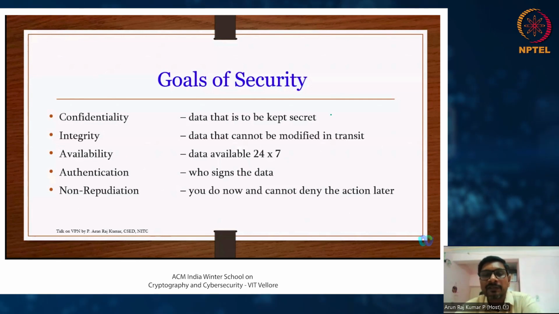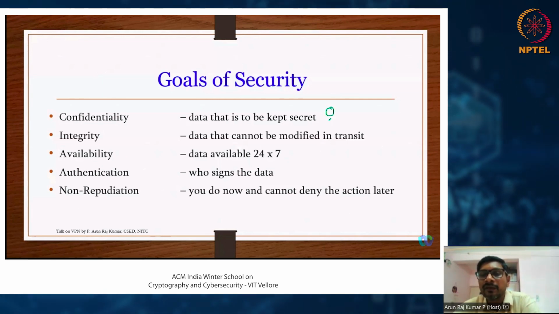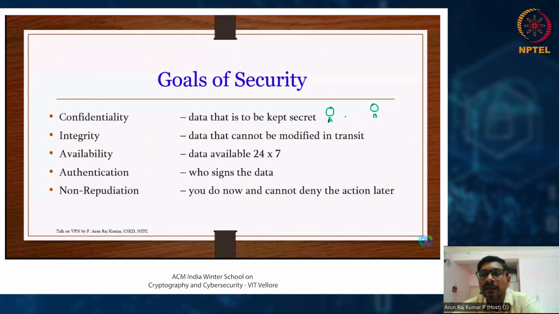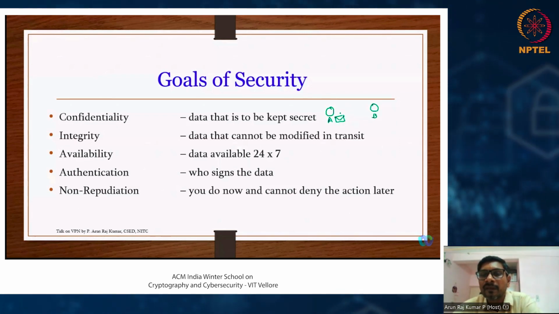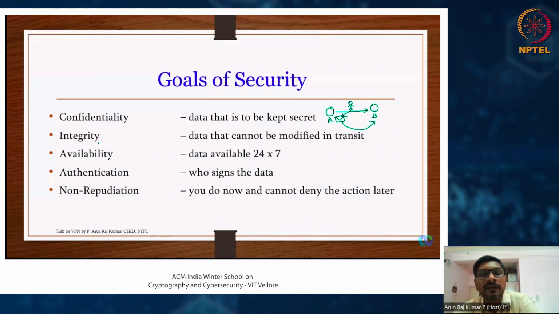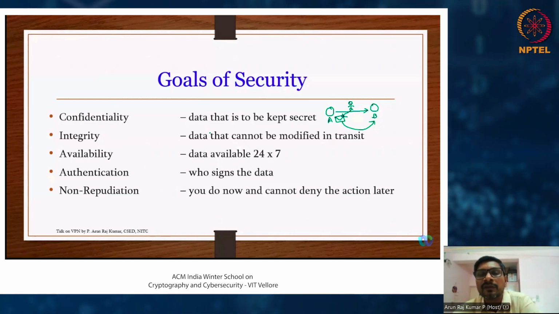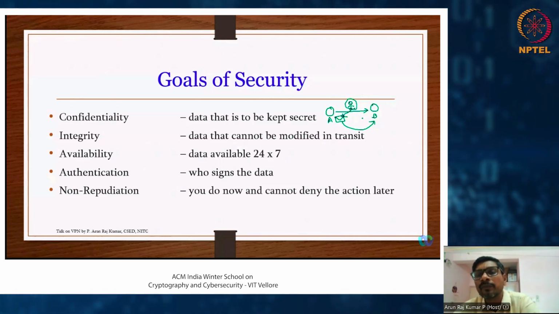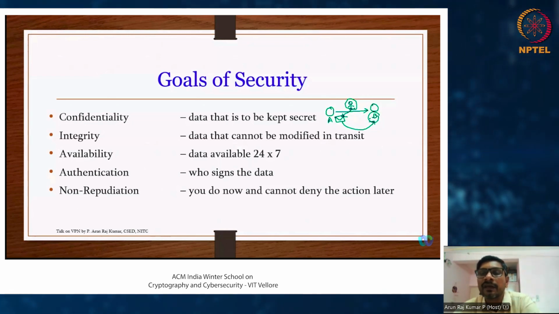Suppose you have a message. There is an A node and a B node, and they have a message. The same message should reach B. Somebody in between should not be able to modify the message. If you modify the message, then the integrity goal is not achieved. So a man-in-the-middle attack should not be possible. Even if someone performs it, you should be able to detect it at the receiver end. If you're not able to detect it, or if you're allowing someone to modify it, your integrity goal is not achieved.